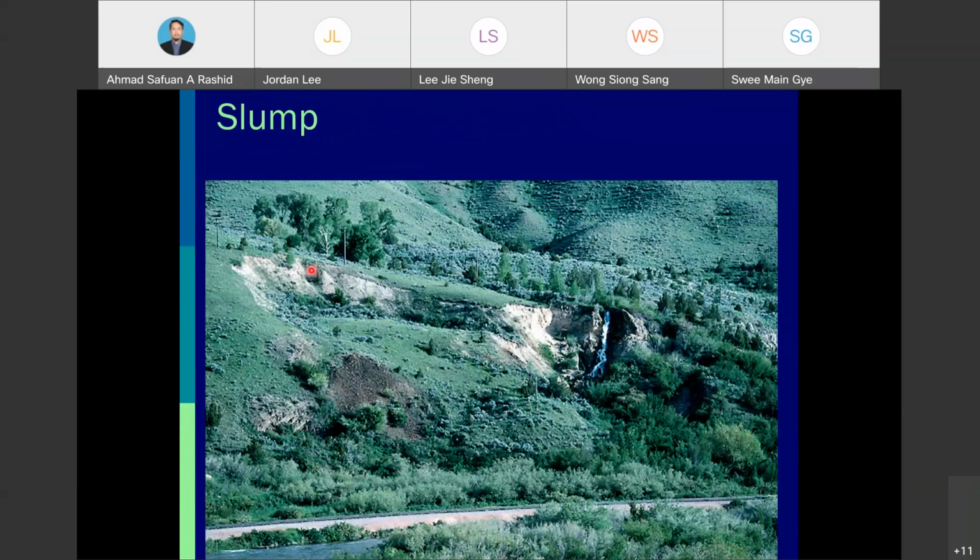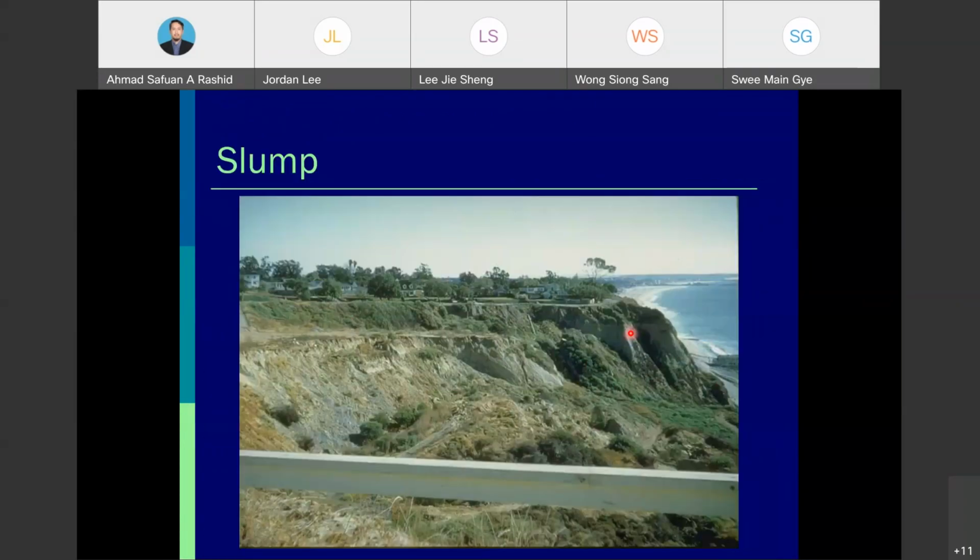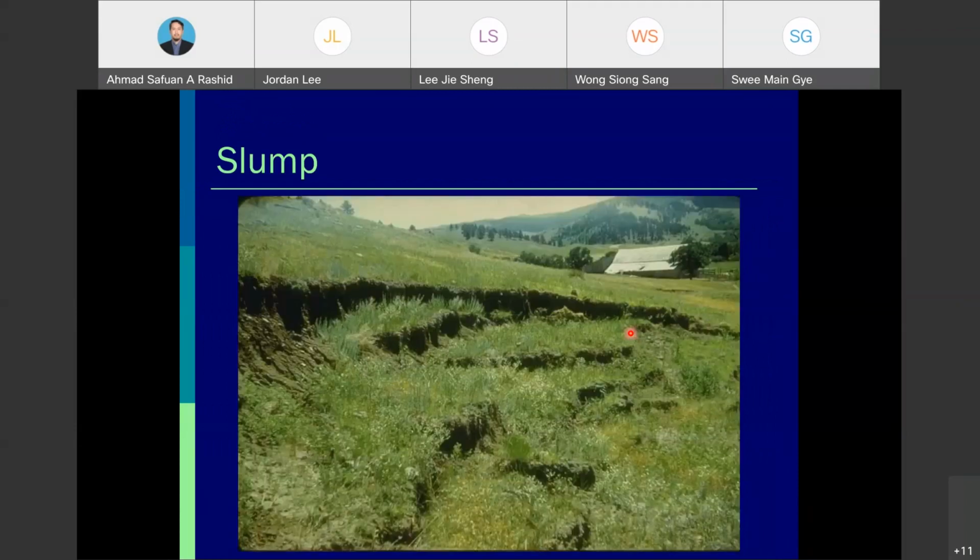So this is the area, and the scarp is on the top. So this is another example. We can see that this is the original slope area, while this is due to the rotational movement or the slump.